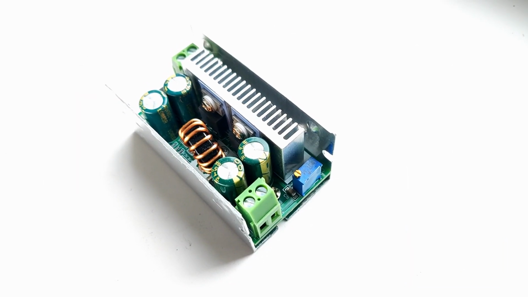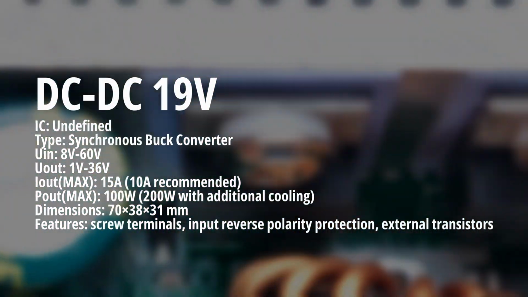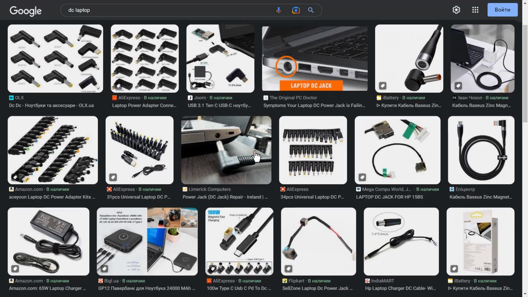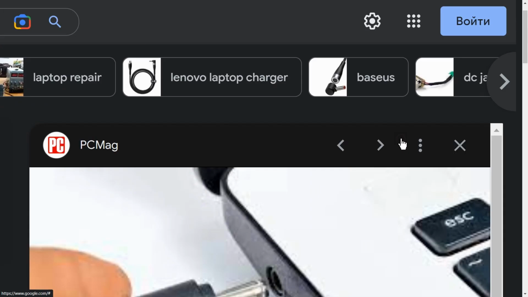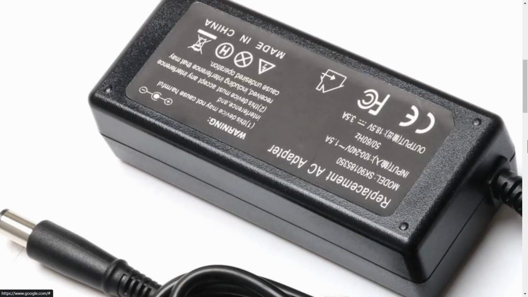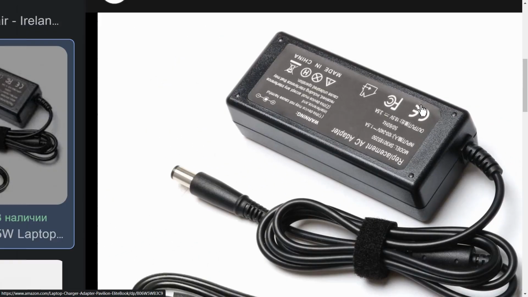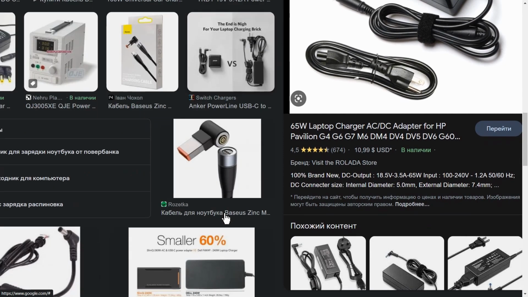So I chose a synchronous buck converter with input voltage up to 60 volts and output current 15 amperes, with additional cooling and convenient screw terminals. If you have an old laptop with DC input voltage, just adjust the output voltage to approximately 19 volts. Check your AC charger for the exact value and use an appropriate DC jack. Double check polarity before connection.